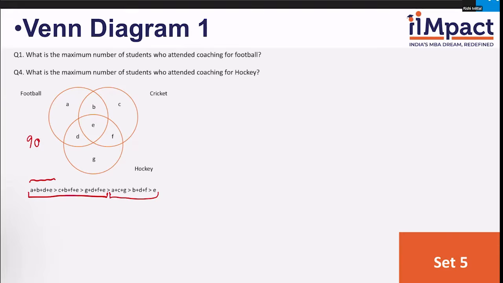Now, if I have to maximize the whole thing, I'll try to maximize each element one by one, right? And in order to do that, I'll start with the innermost element E. You can start from anywhere. This is just a process that I like to follow.